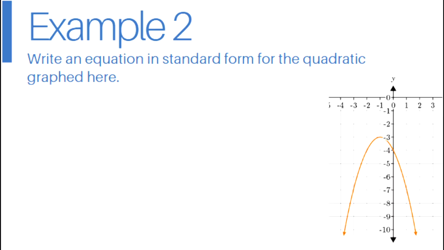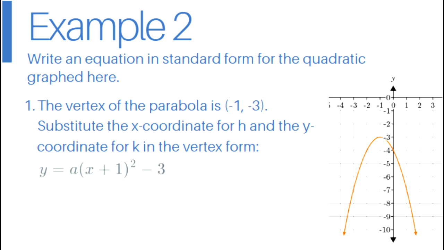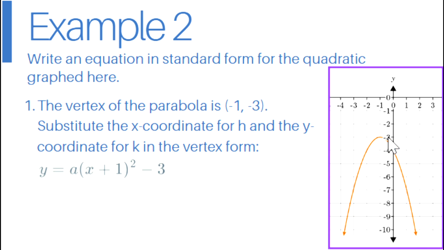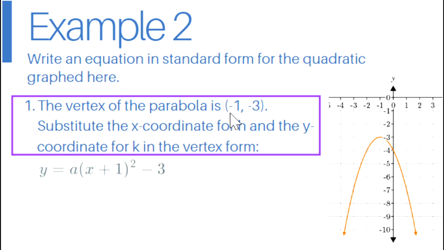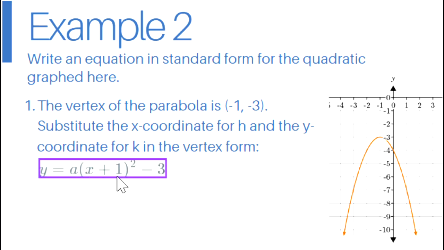Example 2 says write an equation in standard form for the quadratic graphed here, and it's a miracle because everything actually appeared like it was supposed to. Oh my gosh, everything appeared again. So the vertex of the parabola we can see really easily is (-1, -3). We're going to substitute the x-coordinate for h and the y-coordinate for k in the vertex form. So this is where h goes, this is where k goes, and we just substituted that in. Now remember, we have to change the sign on this. We learned that in the last lesson. So it's not -1 here, it's +1.